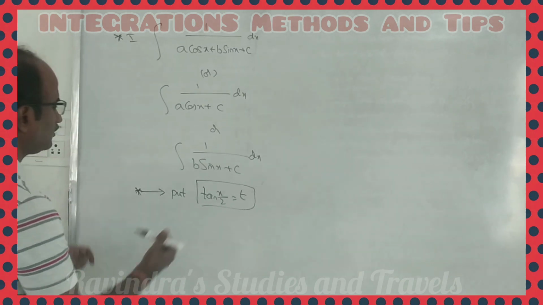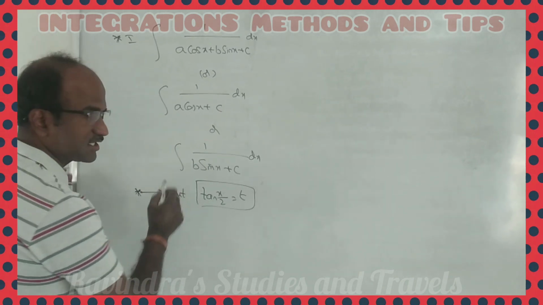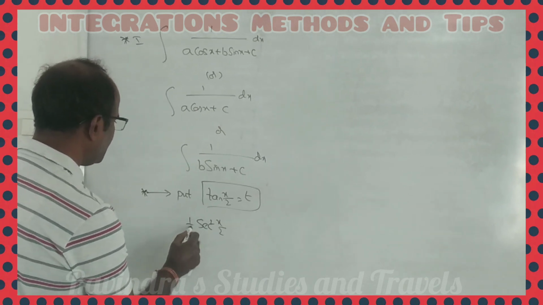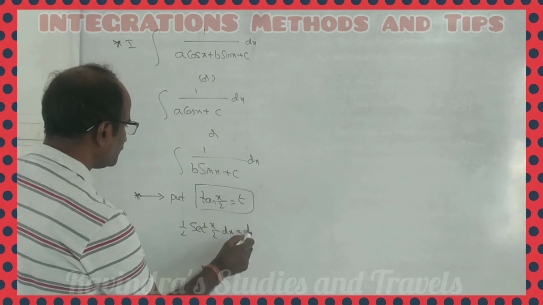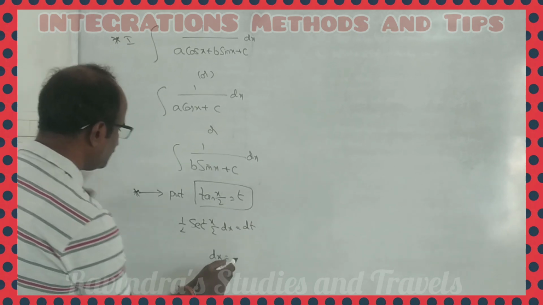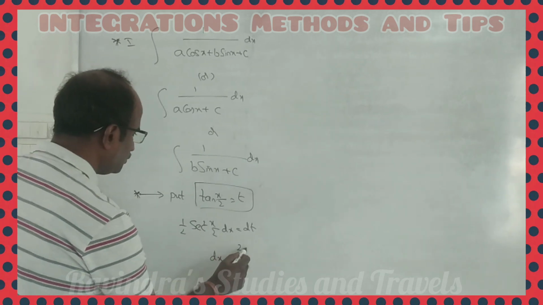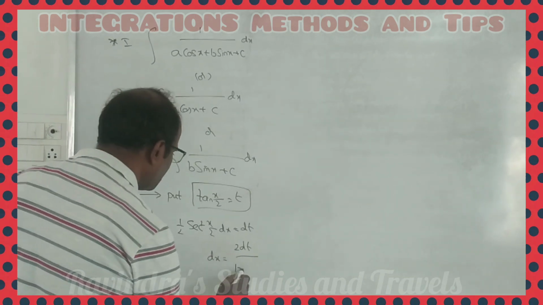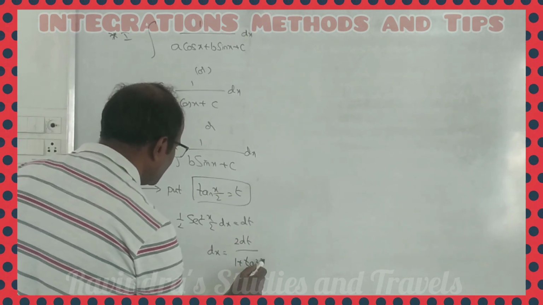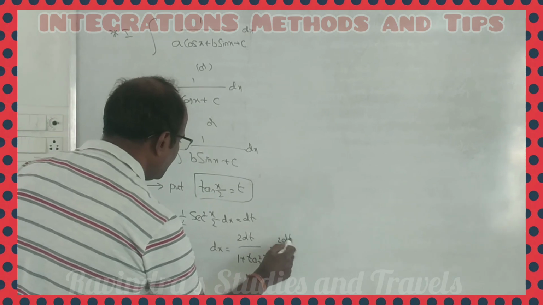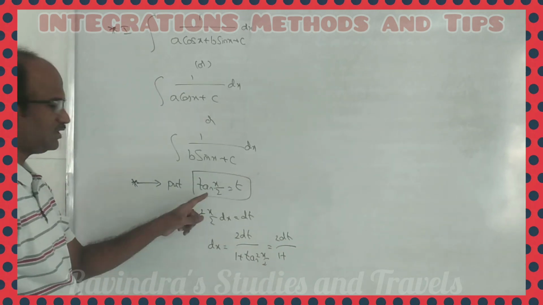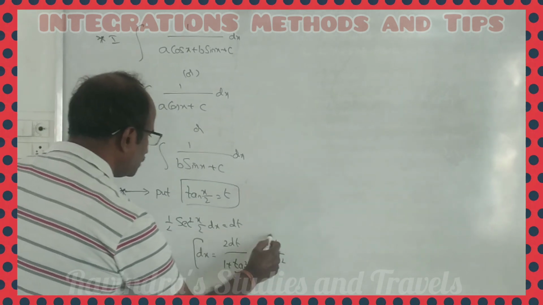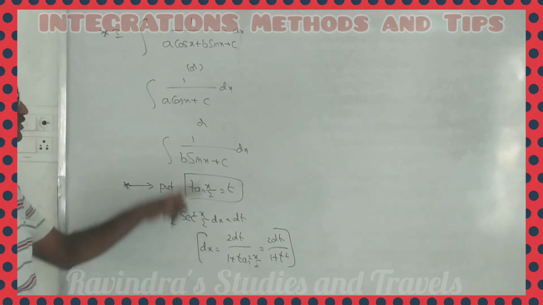After that, we have to differentiate it. The derivative of tan x by 2 is secant square x by 2 into the derivative of x by 2, which is 1 by 2 dx, and this is equal to dt. This gives dx is equal to 2 dt by secant square x by 2. Secant square x by 2 we can write as 1 plus tan square x by 2. So this gives 2 dt by 1 plus tan square x by 2, which with t becomes 1 plus t square. So dx is equal to 2 dt by 1 plus t square is to be substituted.